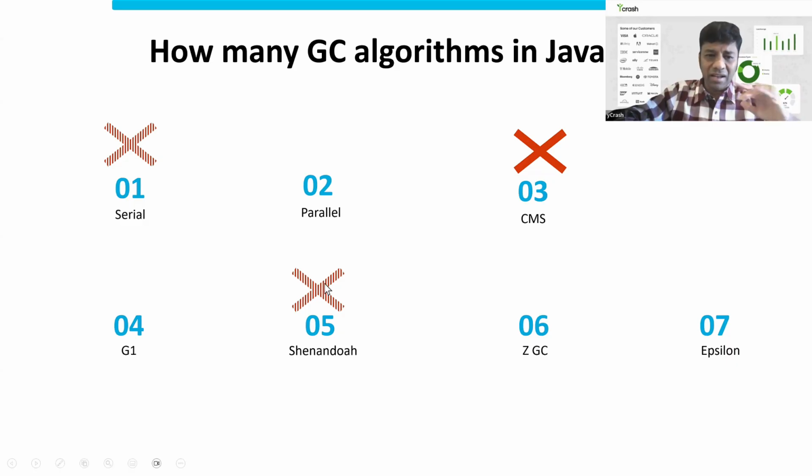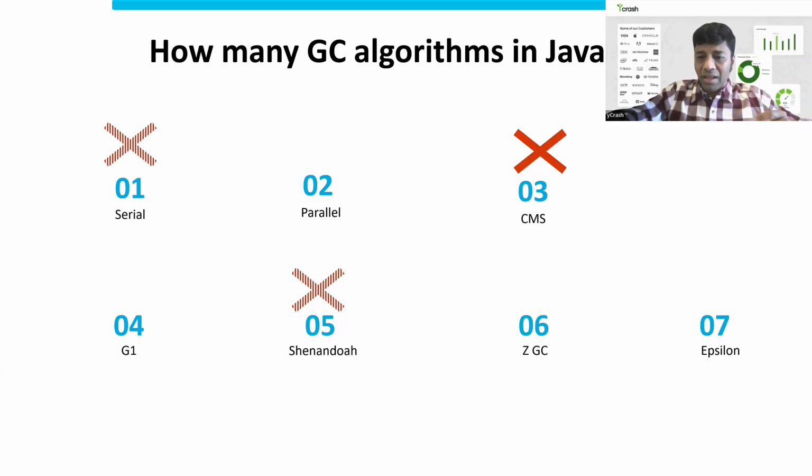Okay. See, friends, I'm putting serial and Shenandoah in a shaded red, not a full red. The reason is, for Shenandoah, if you want, you can use it. Shenandoah was initially developed by Red Hat, and then it was handed over to Amazon. So it is not supported by Oracle. So if you see special value in it, go for using it, right? But it is with specific vendors, right? So I don't know how well it's going to be supported, or whether it's going to be continued. But if you see value, please go ahead with it, right?